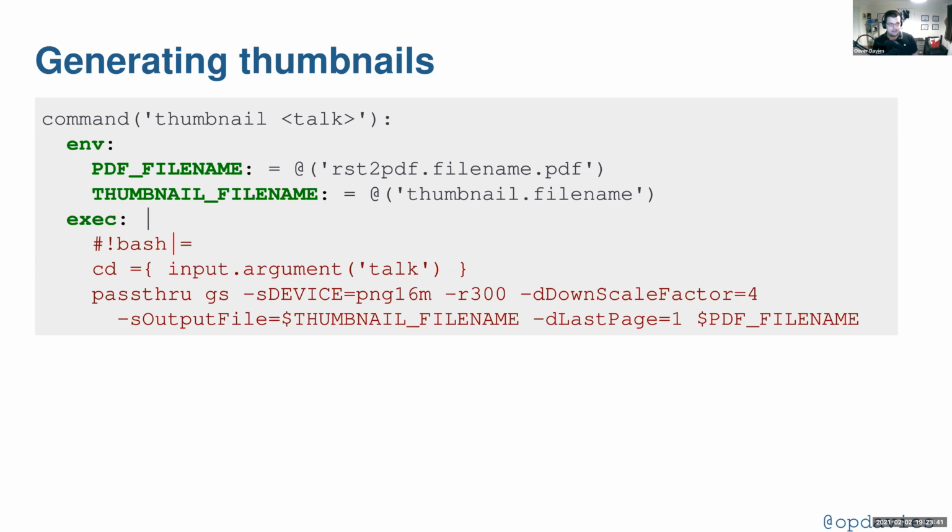The other one that I've done is I've made the command for generating thumbnails. So this guy is just called thumbnail talk. So here I'm using some environment variables, if for no other reason than just to keep things a little bit cleaner in my command, because this one's a little bit longer. So I'm getting the PDF file name. So it's always slides.pdf, regardless of which directory it's in, at least for now. And then the thumbnail file name. So I'm making those two environment variables before executing the command.